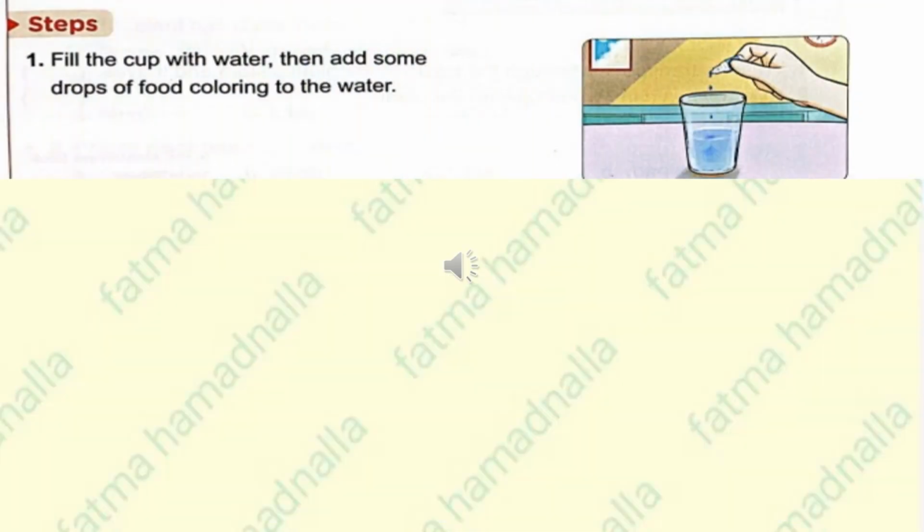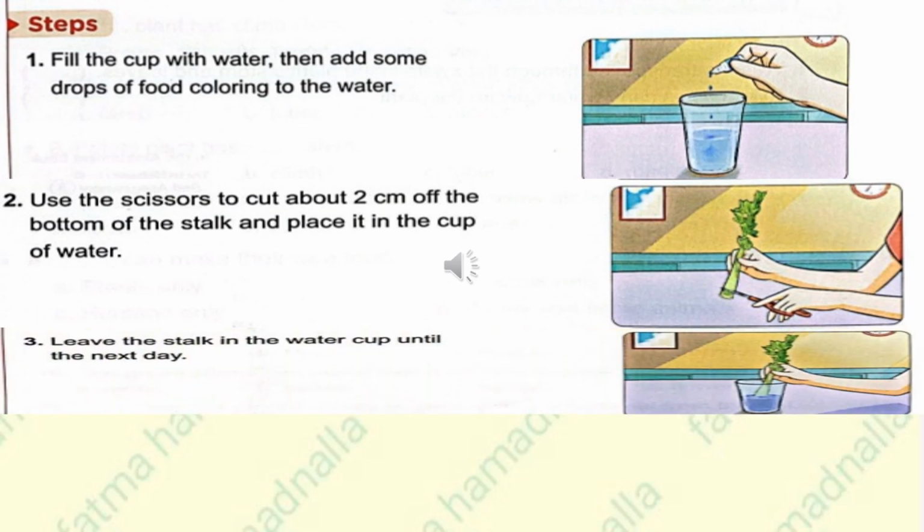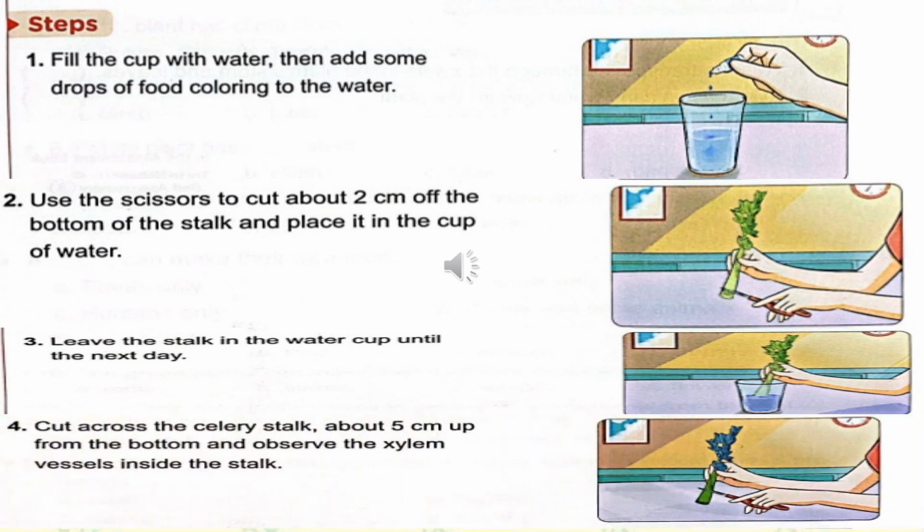1. Fill the cup with water, then add a few drops of food coloring to the water. 2. Use the scissors to cut about 2 cm off the bottom of the stalk and place it in the cup of water. 3. Leave the stalk in the water cup until the next day. 4. Cut across the celery stalk about 5 cm up from the bottom and observe the xylem vessels inside the stalk. Okay?